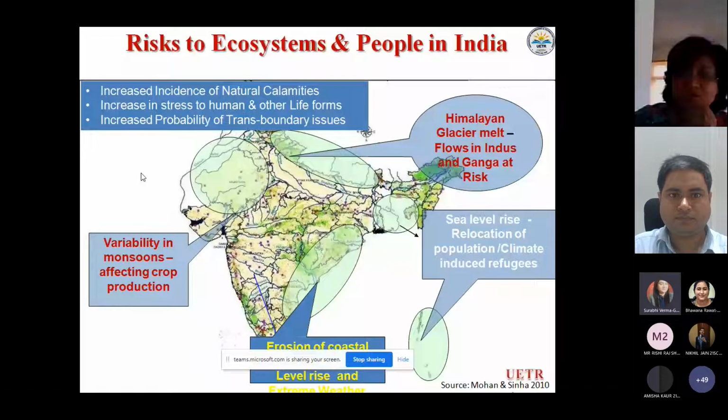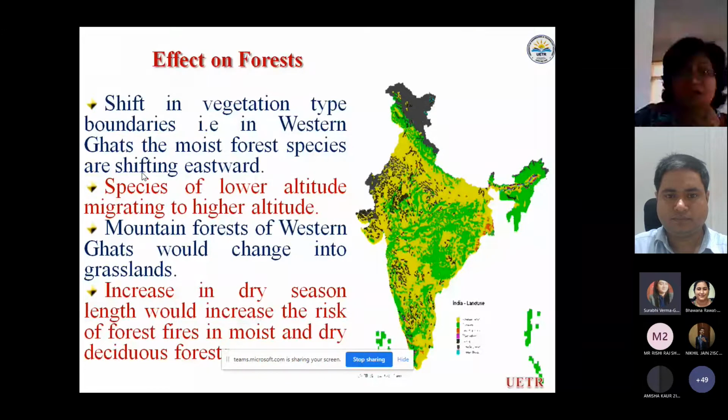The flooded condition is also disturbing the northeast portion of our India. Variability in the monsoon affects crop production, and larger erosion of the soil makes the soil infertile. Sea level rise causes relocation of the population and climate refugees. Effect on the forest: a shift in the vegetation type. Species of lower altitude migrate to higher altitude. Mountain forest of the Western Ghats would change into grassland, with an increase in dry season land.